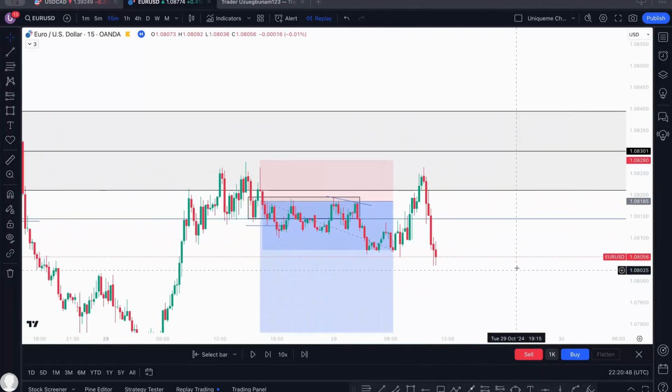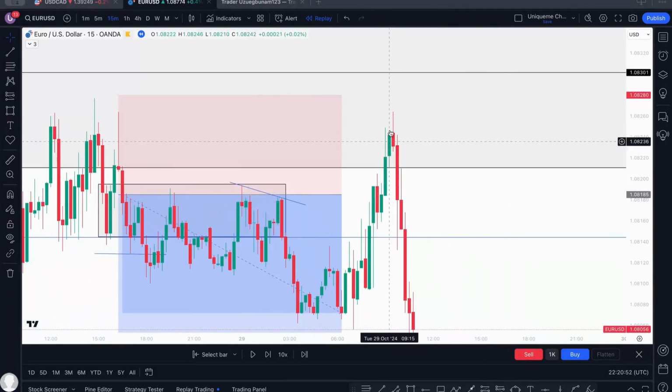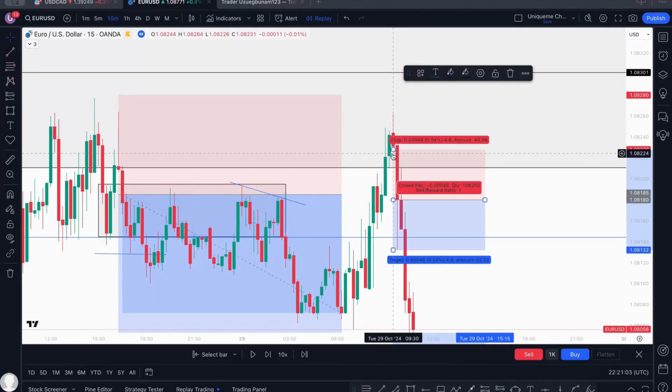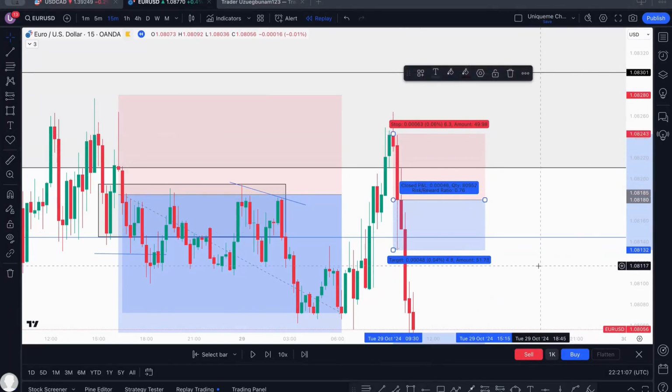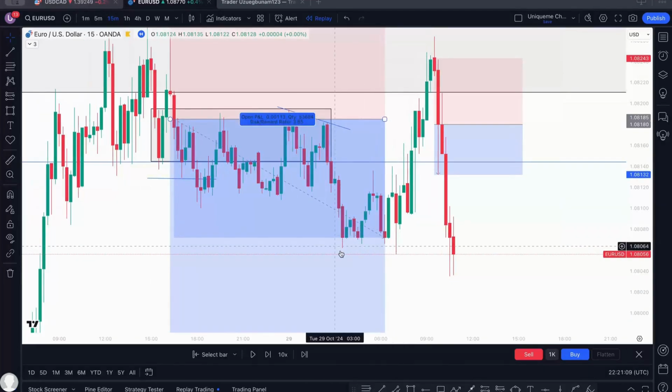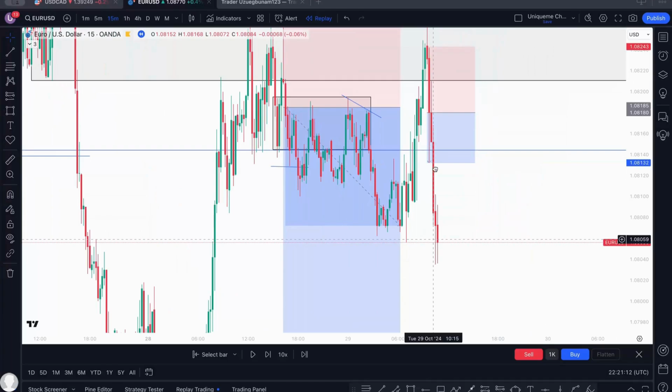Now, the second form of entry, which is very beautiful, is what? Your wick. You wait for a swing point to be created. One, two, three. And your entry is going to be when market breaks out on the third candle and you put your stop loss here. These are the two types of entry. The first type of entry is this, and the second type of entry is this.